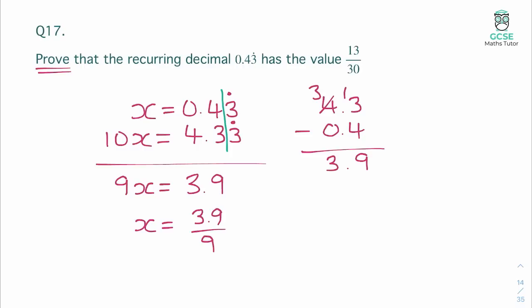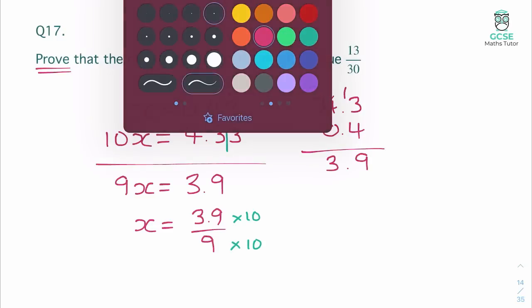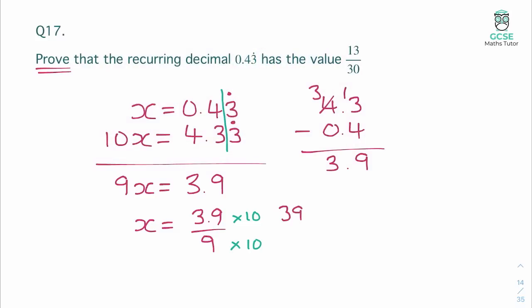And once you get to this point, make sure you've written it using algebra still. We just need to show how we're now going to turn that into 13 over 30. So as there's a decimal on the top, I need to times the top and bottom by 10. So I'll times the top and bottom by 10. We get 39 over 90. We're almost there. Hopefully you can see how we get there, and you can use this as a little bit of a hint as to how to get there.